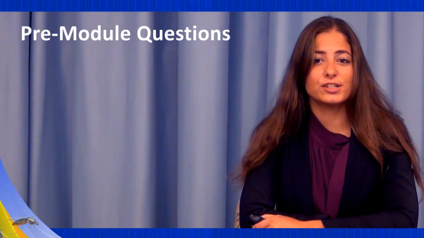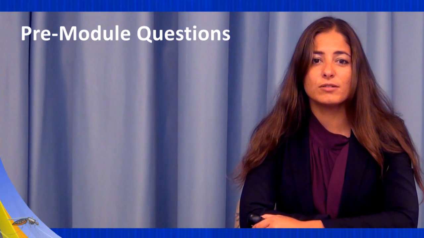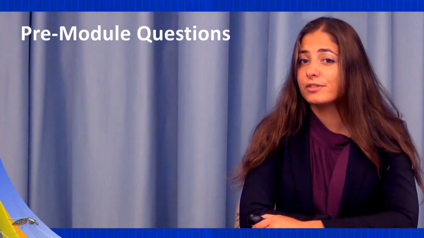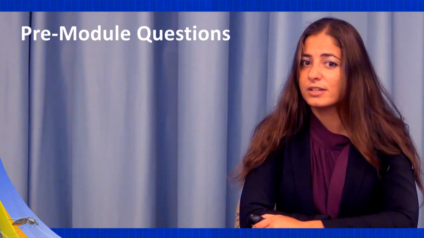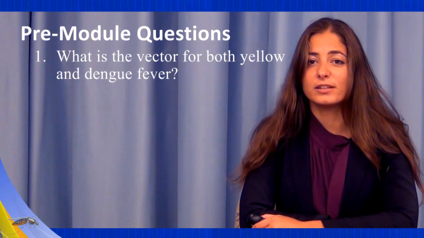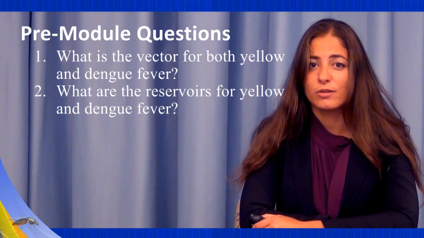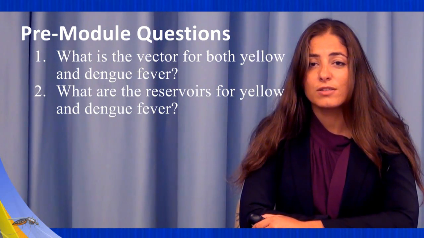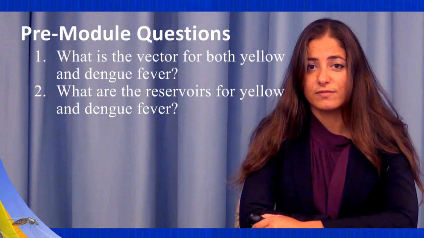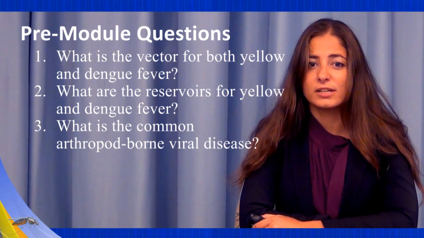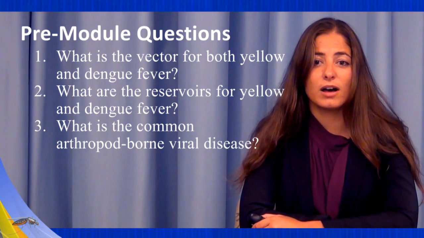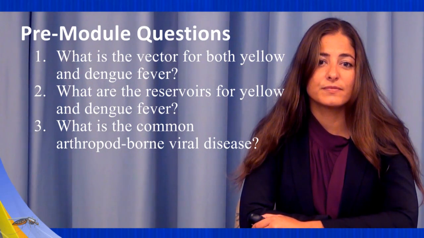Let's start with a few questions to get you thinking about yellow and dengue fever. We will review these questions at the end of the module to give you a chance to apply what you have learned. Question 1. What is the vector for both yellow and dengue fever? Question 2. What are the reservoirs for yellow and dengue fever? Question 3. What is the common arthropod-borne viral disease?